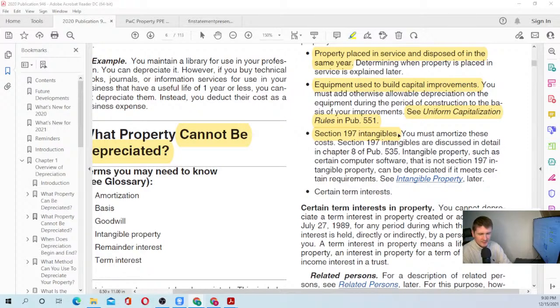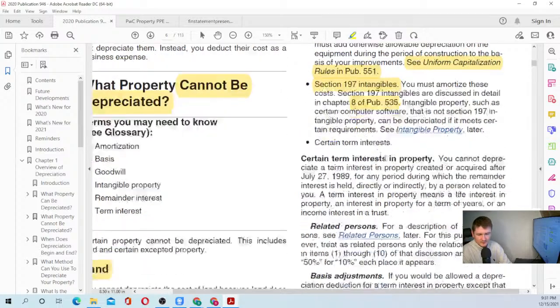Section 197 intangibles: you must amortize this cost. Section 197 intangibles are discussed in detail in Chapter 8. Intangible property such as certain computer software that is not Section 197 can be depreciated.